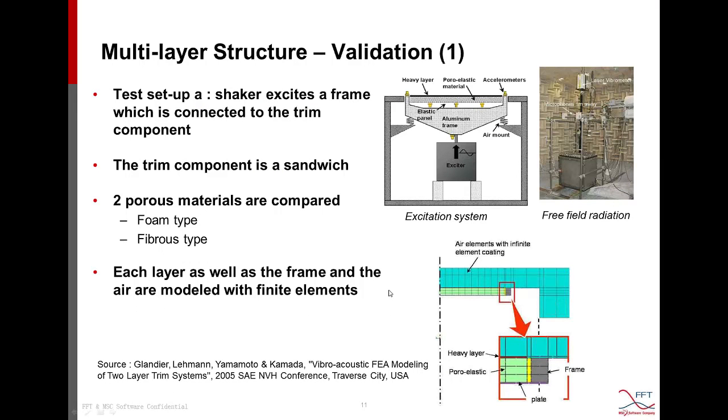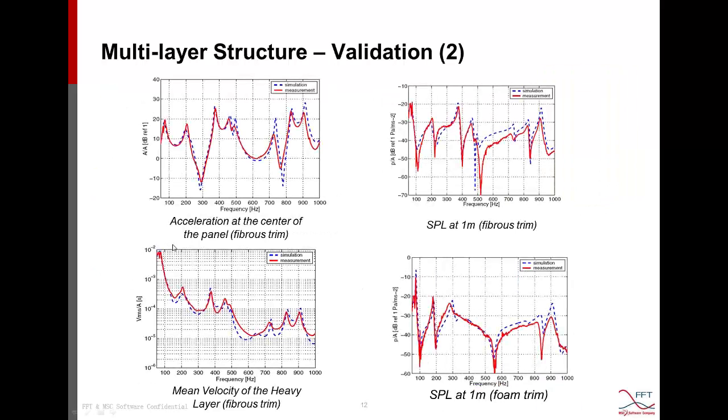And in the Actran model, you can see here we model through finite elements the different layers of structure and porous material, and the air volume that is beyond the surface of the heavy layer. And two types of material are compared. One is the foam type porous material. The other is the fibrous type of porous material. So we were looking at different indicators each time comparing simulation and measurement.